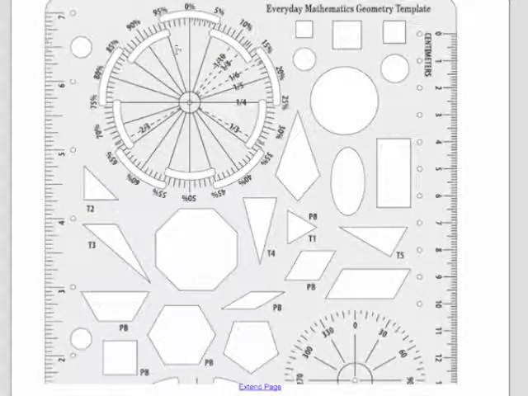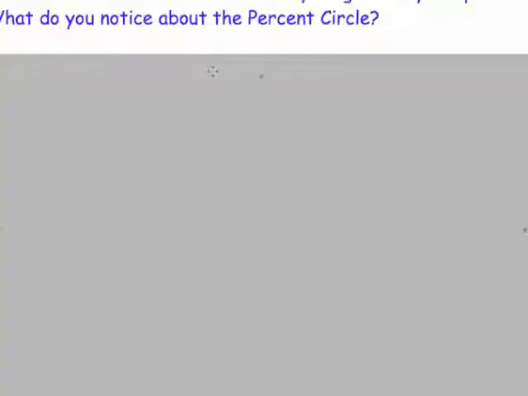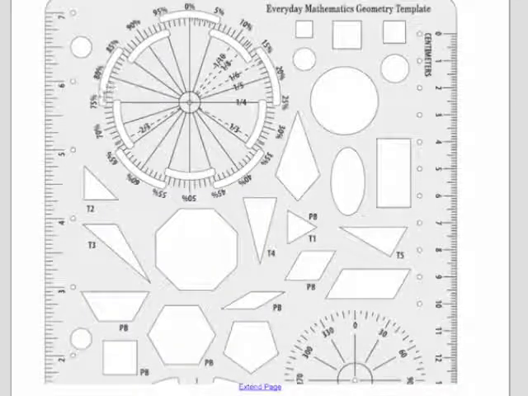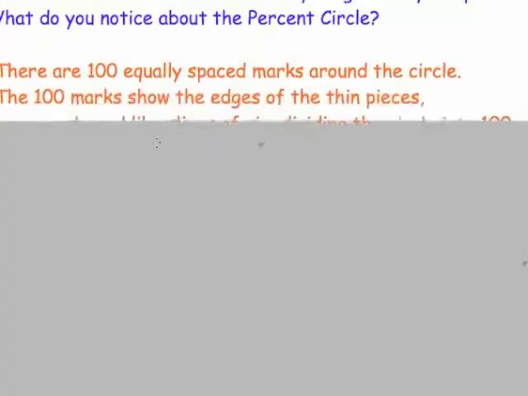So for our geometry template, it has this nice percent circle right here that's going to help us. Take a look at this. What do you notice about this circle? I want to point out a few things to you. Take a look at that circle. First of all, there are 100 equally spaced marks around that circle. Okay, see these tiny little marks? There's 100 of those, so it's already breaking into 100 pieces for you.